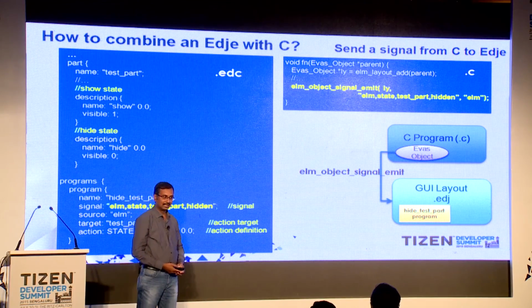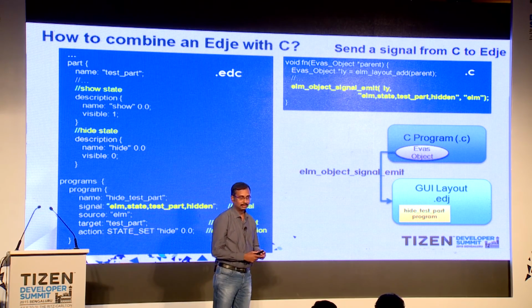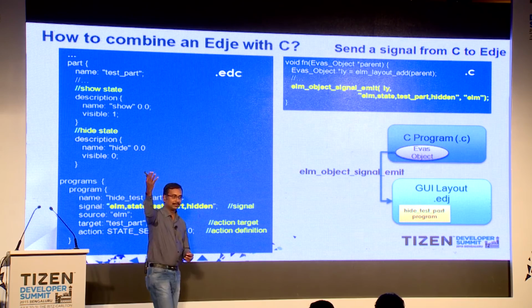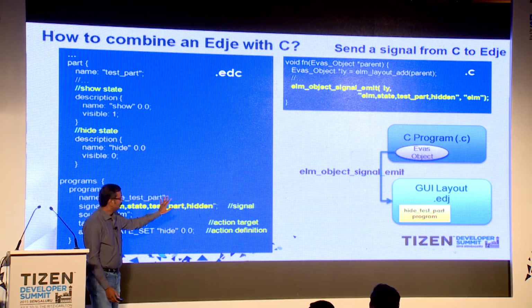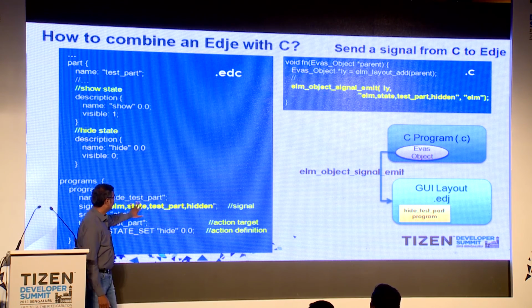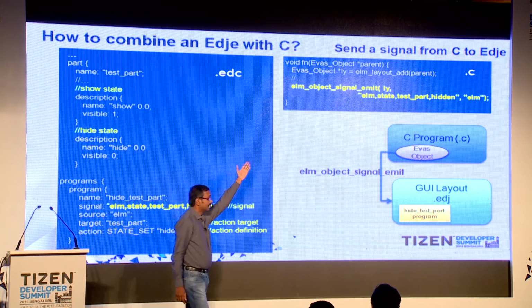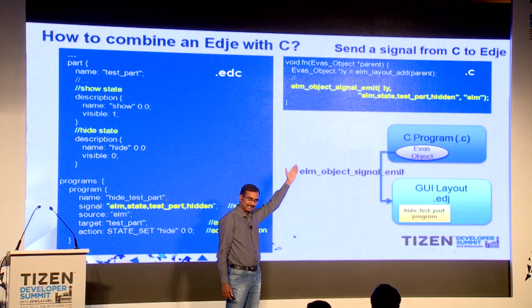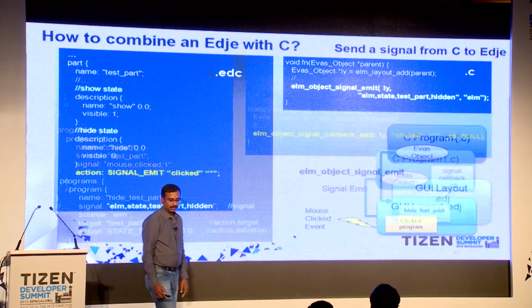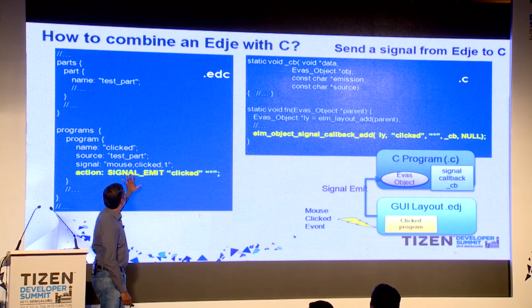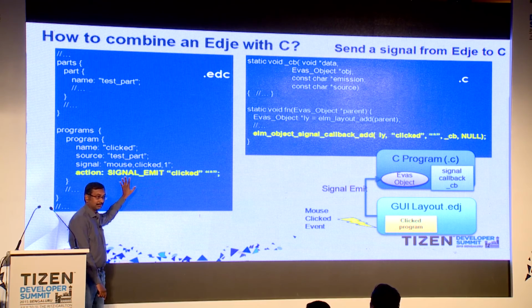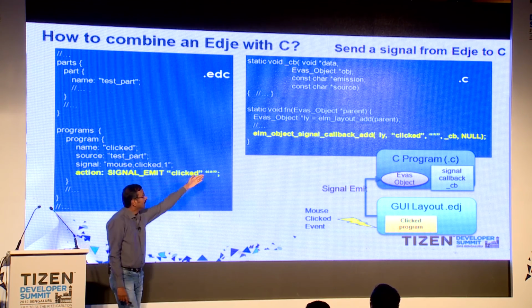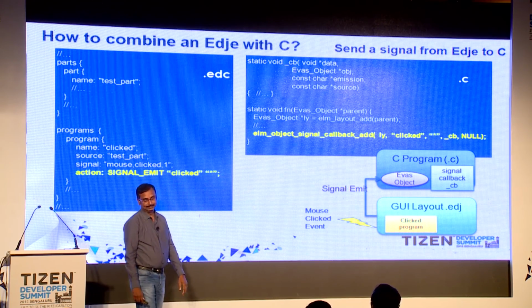The next part is the signaling between EDC and C. The compiled version of EDC output is EDJ. So we have the program, it's listening for the test part hidden signal. It's getting generated in your C code. You just raise the signal from your C code. Same way the other way. Your program can raise a signal on mouse click. On mouse click, it comes to your C program, and you can raise a click signal and register a callback. It will get triggered.